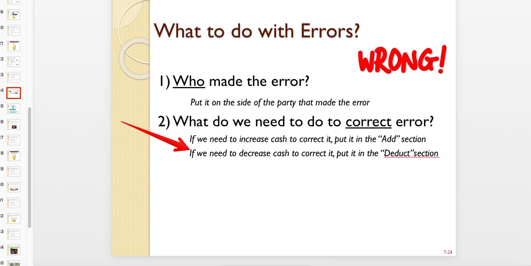Okay, so let me give you some examples of this, because really when I explain these two questions, it seems pretty straightforward, right? Like if I need to increase it, put on that side. If I need to decrease it, deduct it. But it's not that simple. And I will tell you, this is the area that students struggle with the most when it comes to a bank reconciliation, is they don't know what to do with the errors. Now the thing is, errors really can end up in any one of the quadrants, depending on what happened to cause the error.